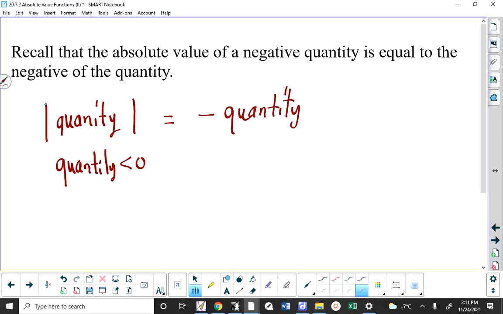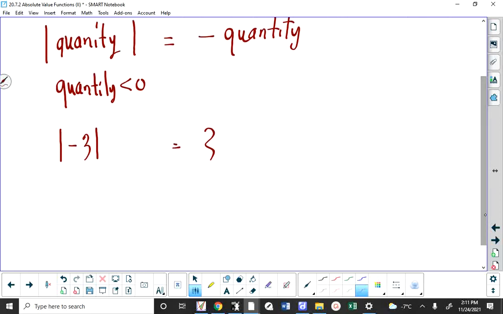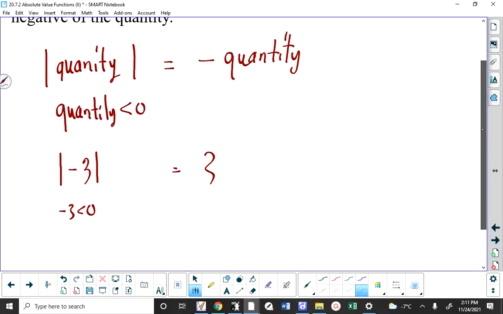Well, it should, because the absolute value of negative 3 we know is 3, isn't it? We know that. This quantity in the absolute value sign, negative 3, is less than 0. What I am telling you is this should be equal to the negative of that quantity. The quantity is negative 3. It has to be equal to negative of negative 3. It has to be equal to positive 3.